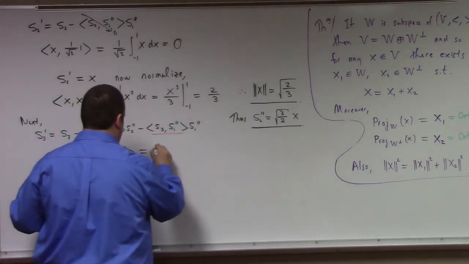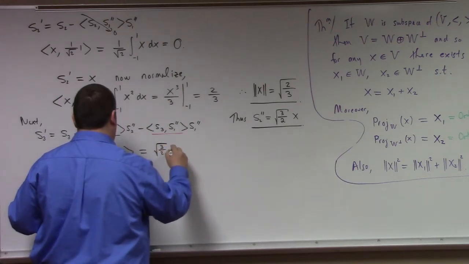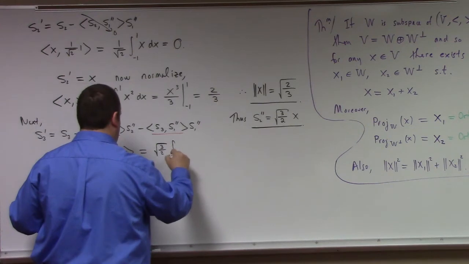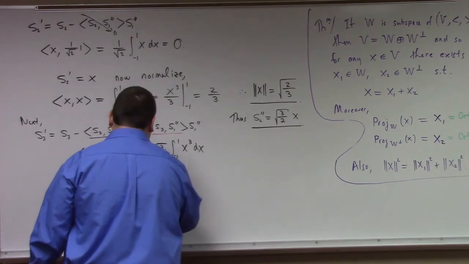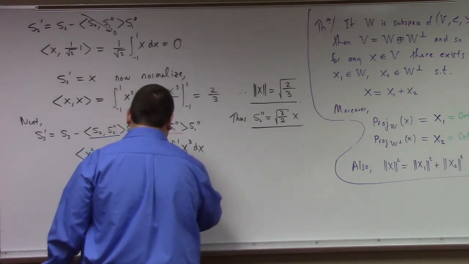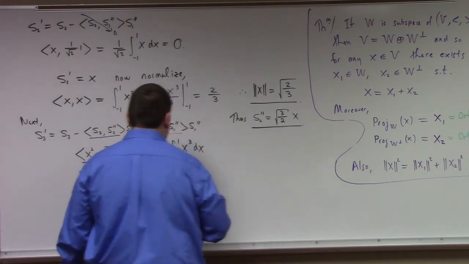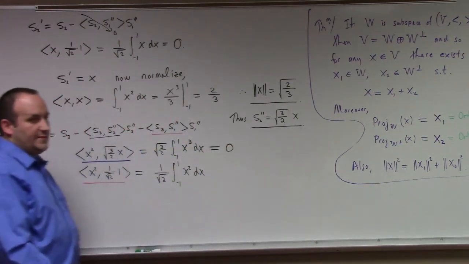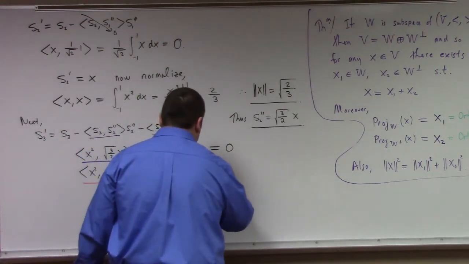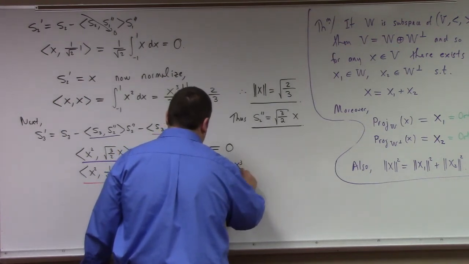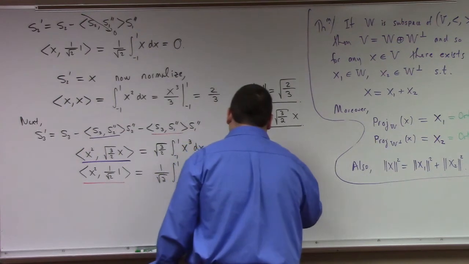What we got: square root of 3 over 2 times the integral from minus 1 to 1 of x cubed dx. Over here we get 1 over root 2, integral from minus 1 to 1 of x squared dx. The top one is 0 because we're again integrating an odd function about a symmetric interval about the origin, right? Integral of odd function, symmetric interval, 0. On the other hand, the integral of x squared from minus 1 to 1 gives me 1 over root 2, x cubed over 3, minus 1 to 1, which gives me 2 over 3 square root of 2.